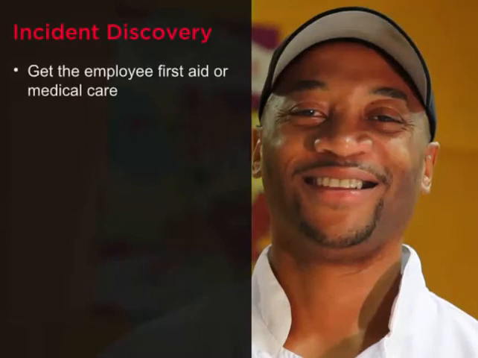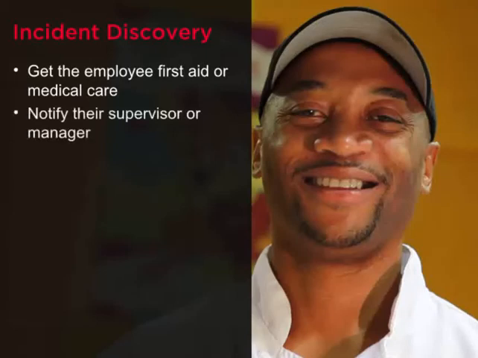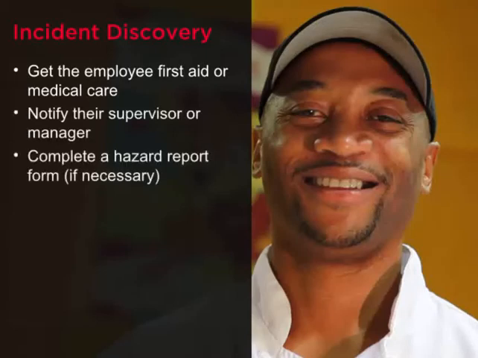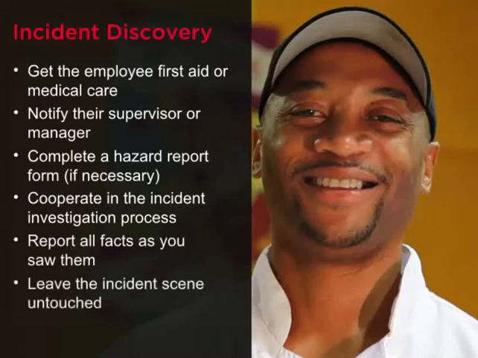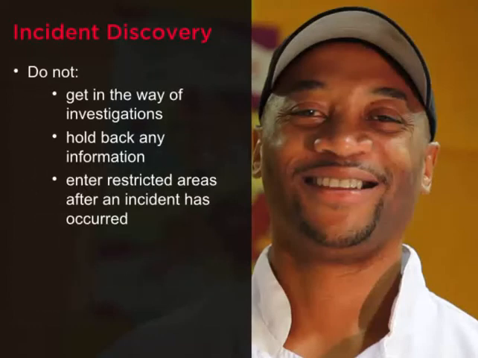When you discover an incident where a coworker has been injured or fallen ill on the job, you should get the employee first aid or medical care, immediately notify their supervisor or manager, complete a hazard report form if necessary, cooperate in the incident investigation process, report all facts as you saw them, leave the incident scene untouched unless assisting a worker or trying to prevent further damage, and do not get in the way of investigations, hold back any information, or enter restricted areas after an incident has occurred.